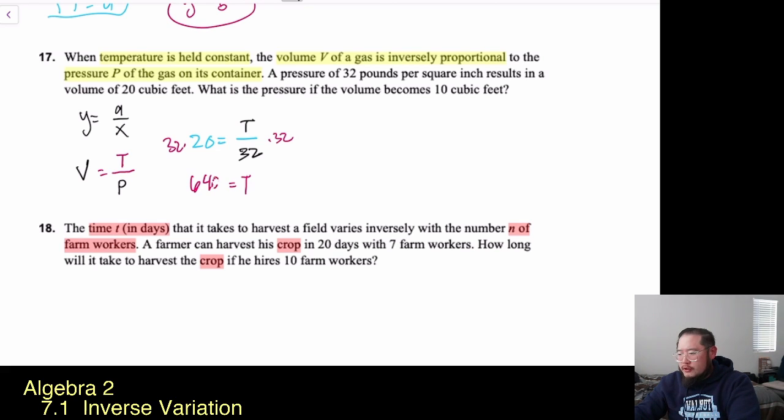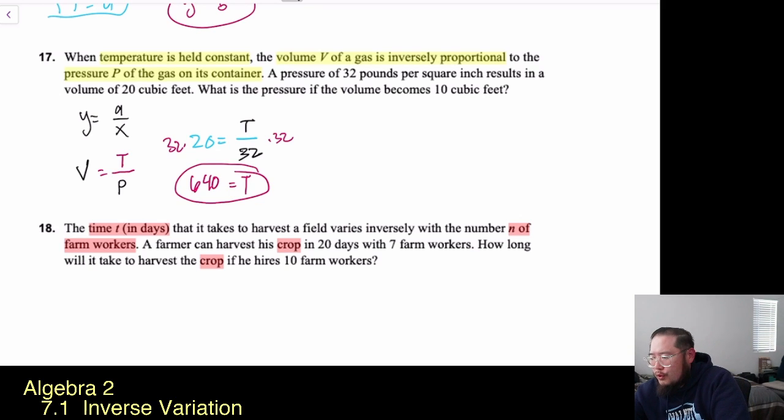Okay. So now we know what the temperature is. That's the constant. So it says, what is the pressure if the volume becomes 10 cubic feet? Now, right here, we're going to go ahead and plug our numbers in. I know what temperature is, which is constant, so that's 640, right? That's up on top. And then right here, what is the pressure? Pressure is P, but if volume is 10 cubic feet, I need to put 10 in for V. And then from here, I can go ahead and solve for P.